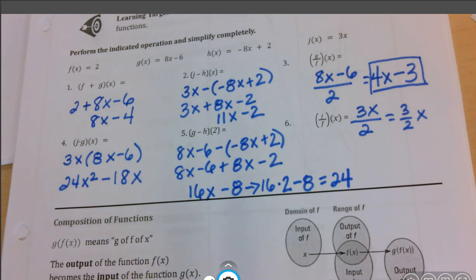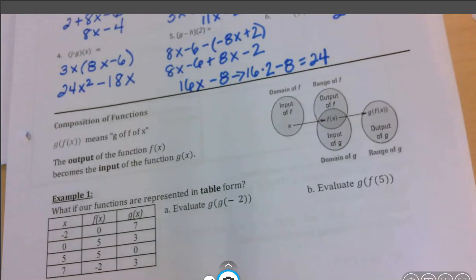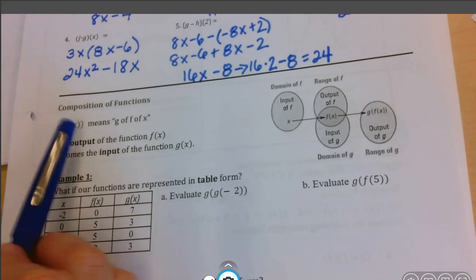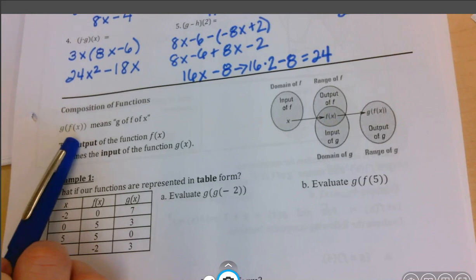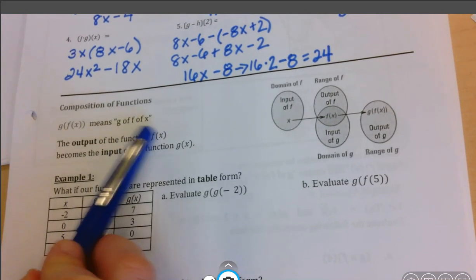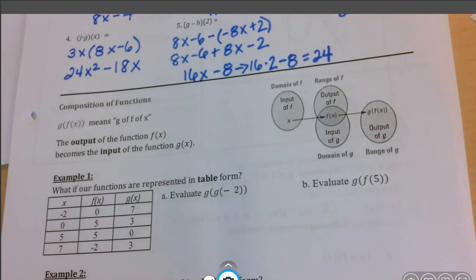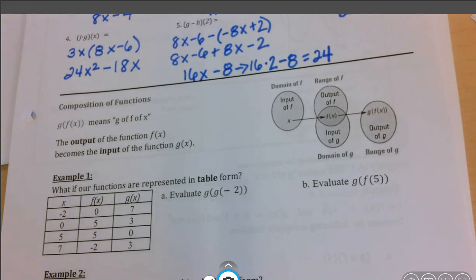Okay. So composition of functions. Here's how we might write it. We might write it g of f of x. It means I take that function f and I put it into function g. We'll see how it works in just a minute.